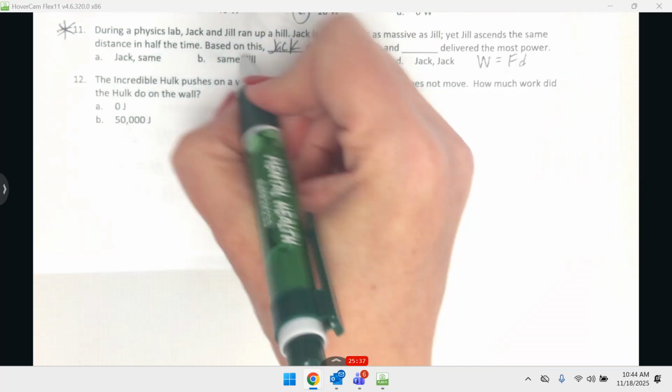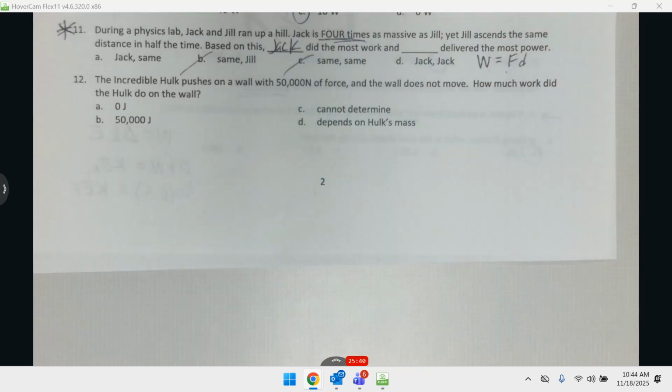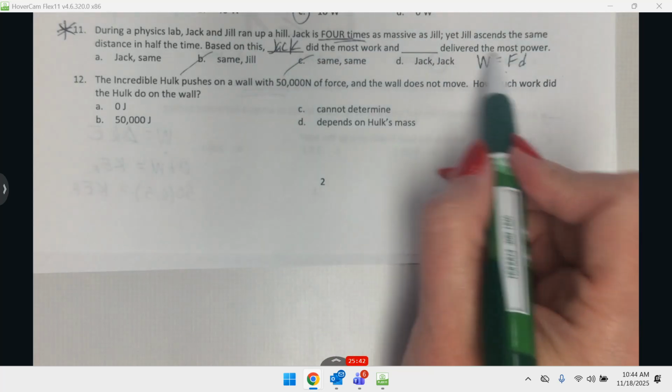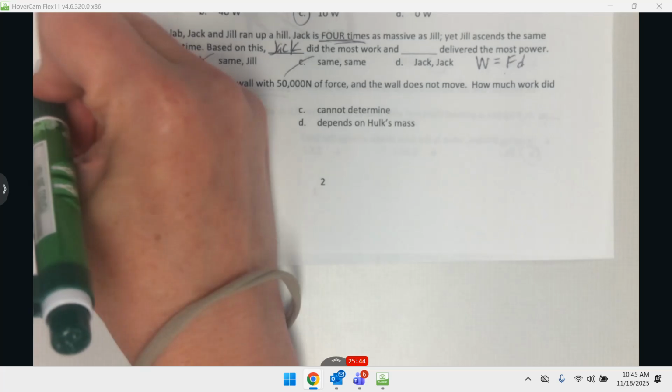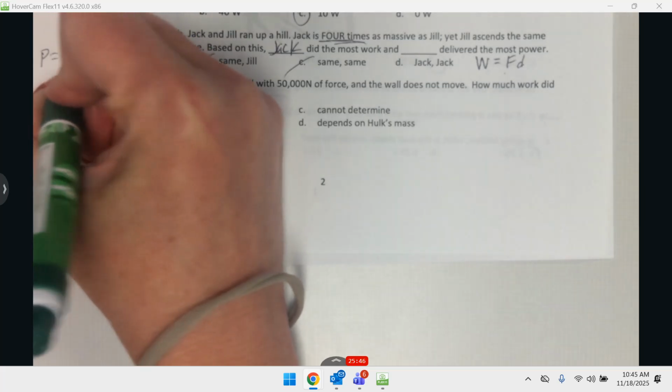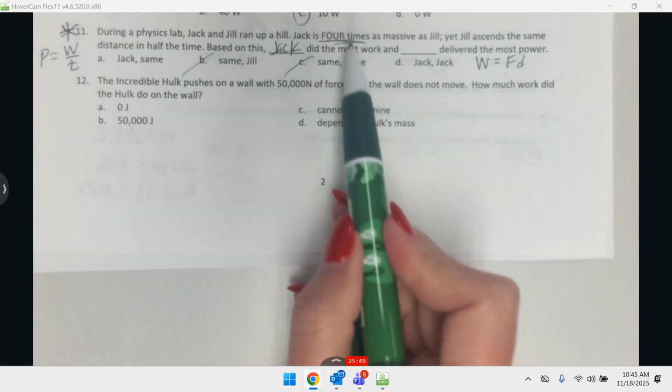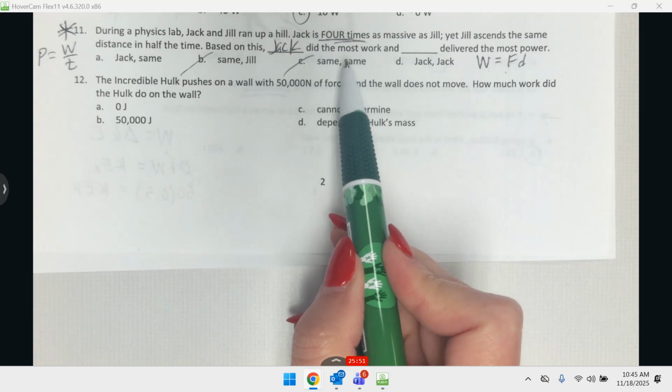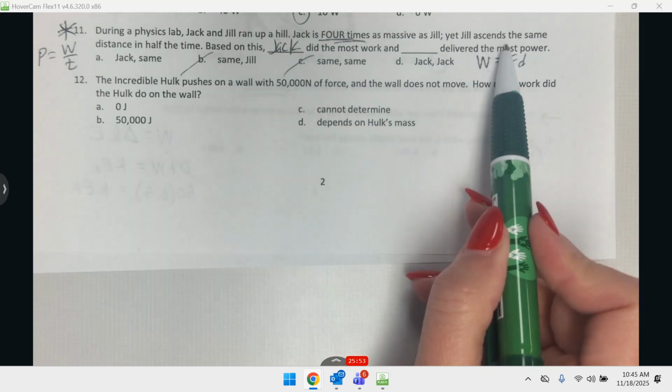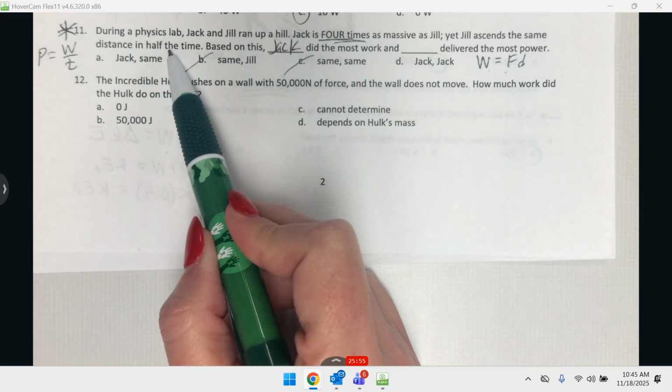Okay, so I know it's either A or D. Now looking at the power, which is work over time. Jack has more work. Specifically, he has 4 times more work. But it does say Jill goes that distance in half the time.